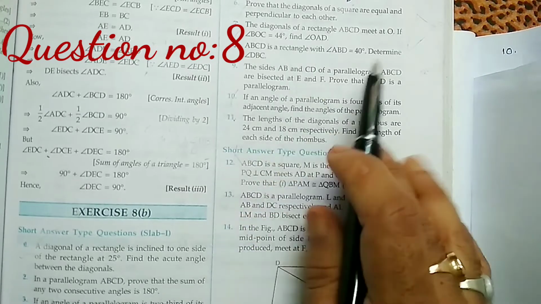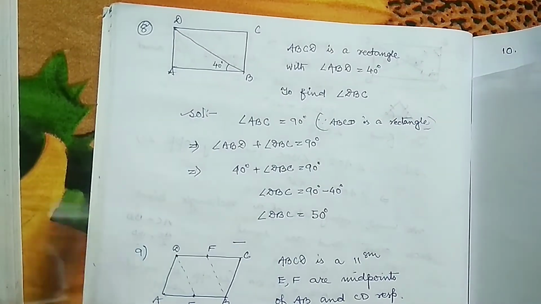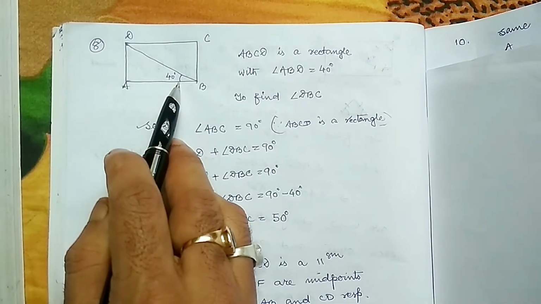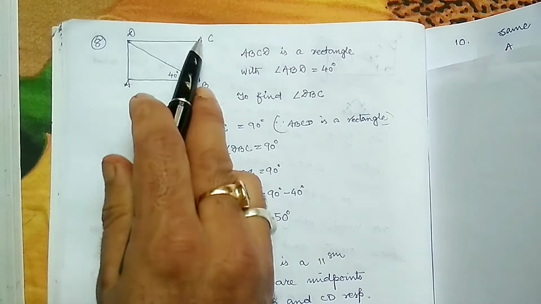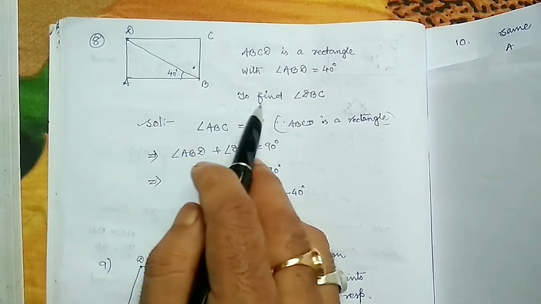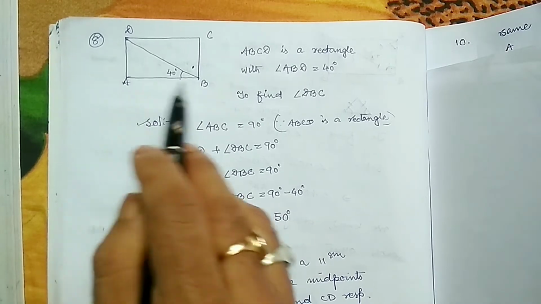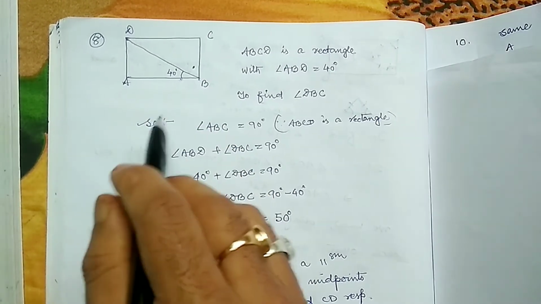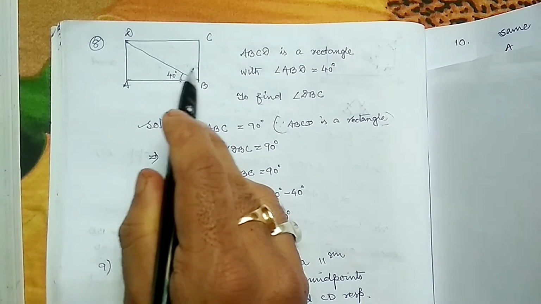We have to determine angle DBC. Here ABCD is a rectangle in which this angle is 40, and we have to find angle DBC. Now angle ABC, this total angle, is 90 degrees. We know in a rectangle all the angles are of measure 90 degrees. So total is 90.